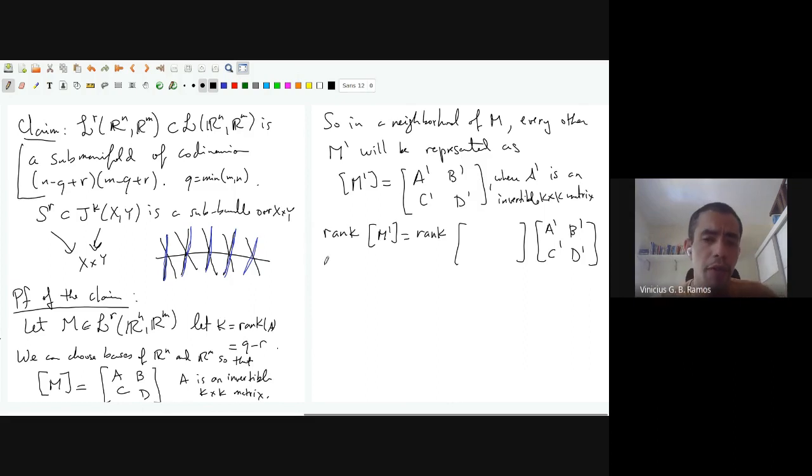Okay, so what's the rank of M prime? It's going to be the same. Here's the rank of M prime times some invertible thing, and I'm going to be smart and make this matrix upper triangular. So I'm going to multiply this by I_K, the K by K identity. Then I'm going to have minus C prime A prime inverse, and then the identity of size M minus K. Okay, so you have to check that this makes sense, and this is indeed an M by M matrix.